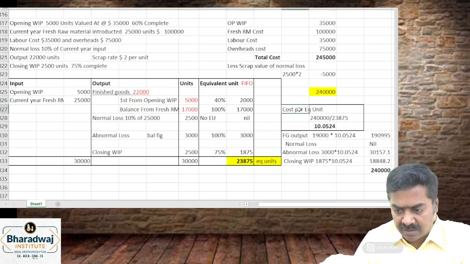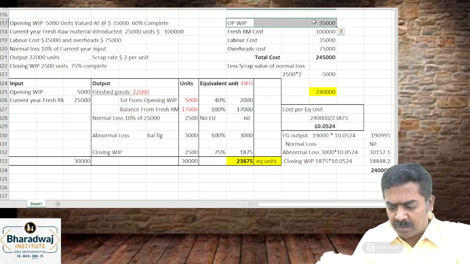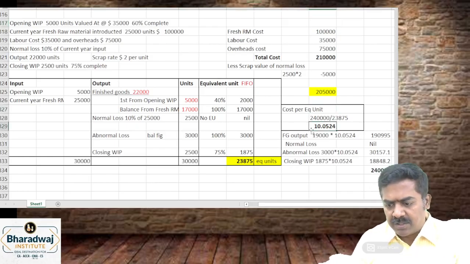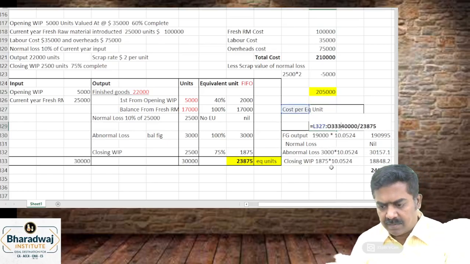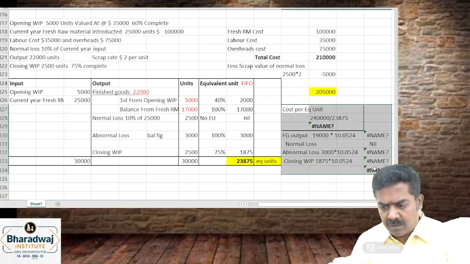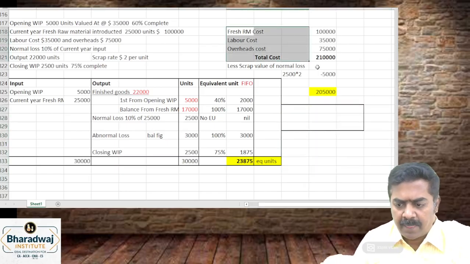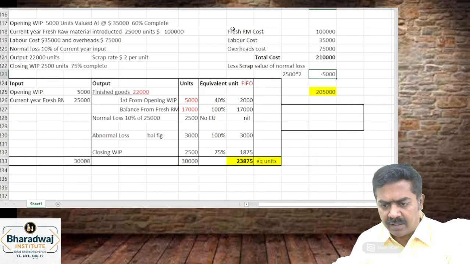Wait. I have done a mistake. Opening WIP cost should not be included. Okay. So this is a cost allocated. I have done a mistake here. Wait. Don't take up this answer. I have done a mistake here. I'll redo the working. Please wait.